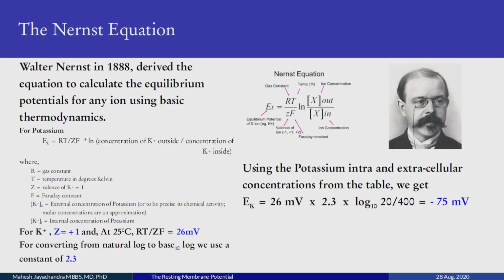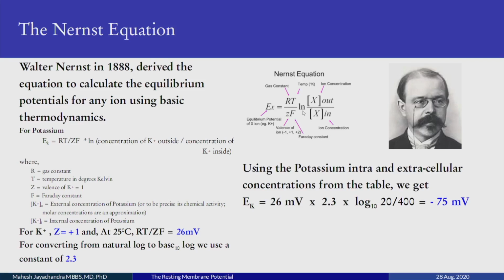The Nernst equation. Walter Nernst in 1888 derived this equation to calculate the equilibrium potential for any ion using basic thermodynamics. The equation is very straightforward. You can actually derive it from Boyle's law. The equilibrium potential of any ion is RT by ZF, where R is the gas constant, T is the absolute temperature, Z is the valence, and F is the Faraday constant.